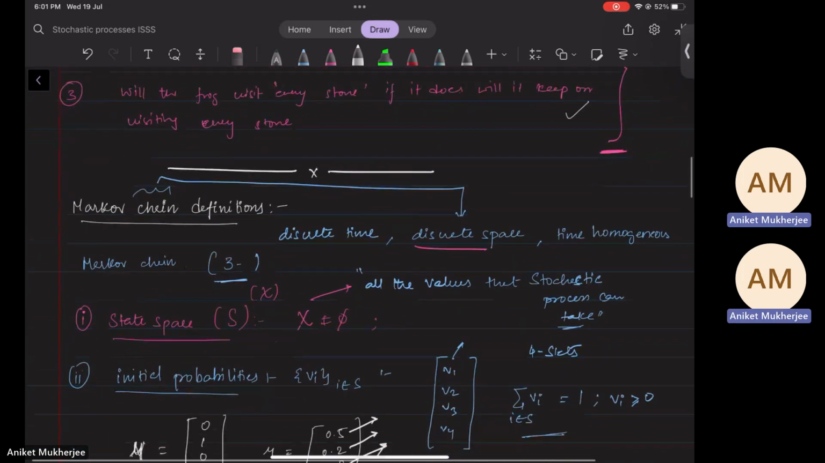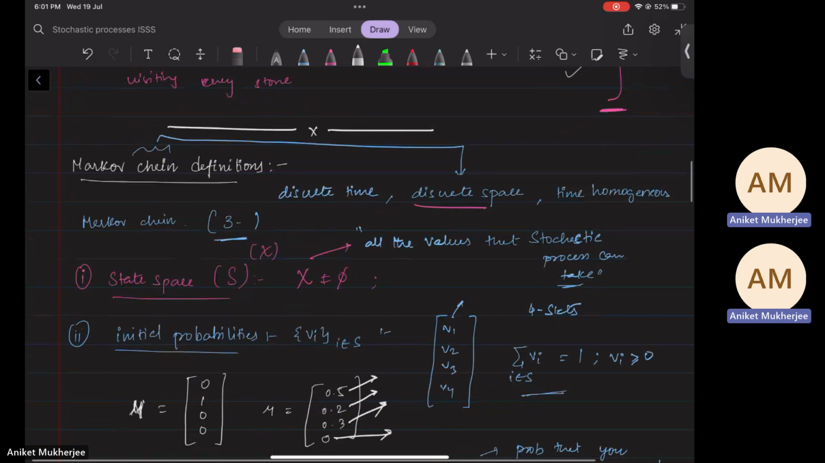Then we gave a definition of a Markov chain. Whenever you come across the term chain, it basically means that the state space is discrete. You have discrete values that the state can take. It could be finite or infinite, but if infinite, it should be countably infinite. You have a discrete state space so that you can count them. And what we were interested in is discrete time and discrete state space.